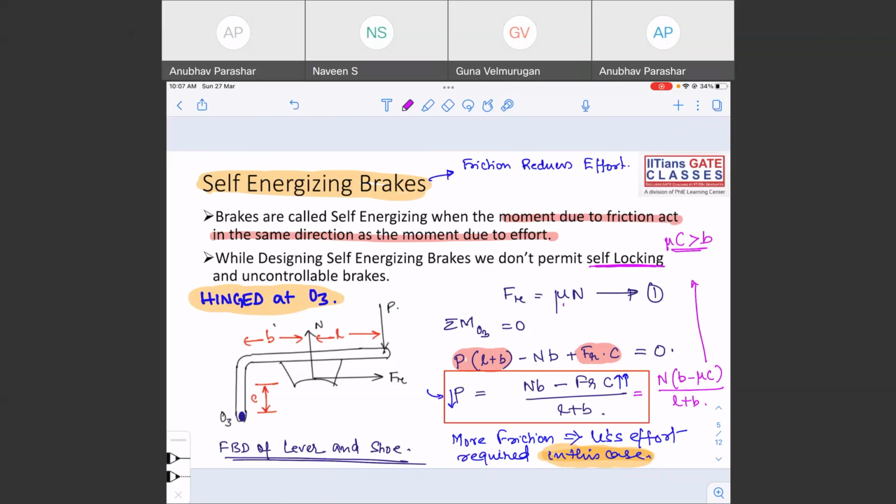Okay, so it is not that self-locking is not at all useful. But if you are not very sure about the friction and the dimensions, you might not be able to design a self-energizing brake, because it might result in self-locking or uncontrollable brakes. So questions can come from self-locking or self-energizing brakes. You should be careful, right?